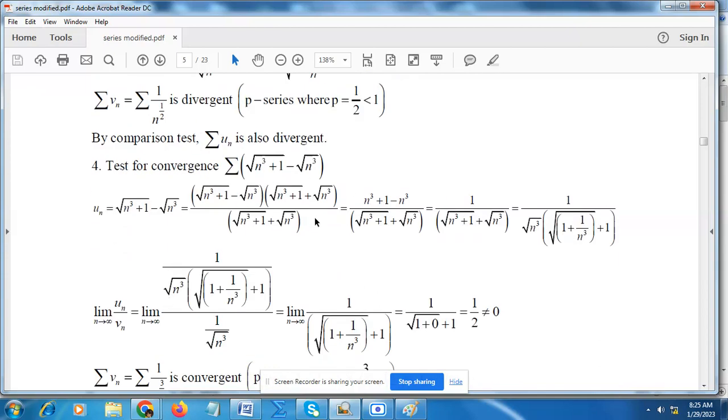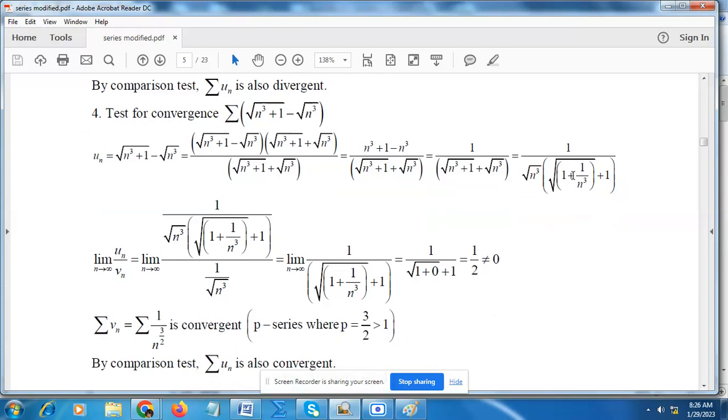This is also the same, but it is not possible to take n common, so you have to rationalize. To rationalize, simply take the opposite sign and multiply with both numerator and denominator. Okay. So the leading term is 1 by root n cube. Take Vn as 1 by root n cube. Un by Vn as n tends to infinity, finally we have a value not equal to 0.